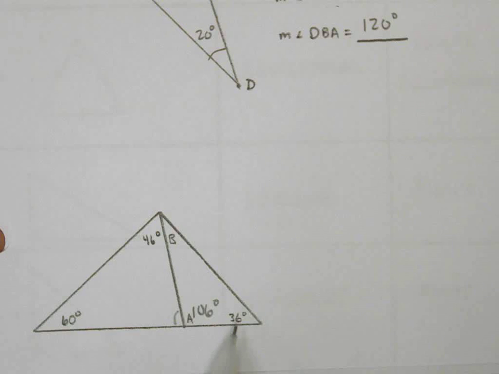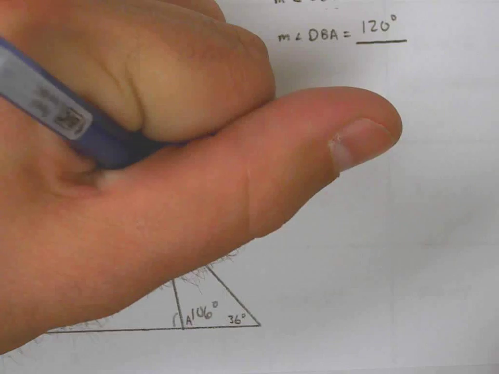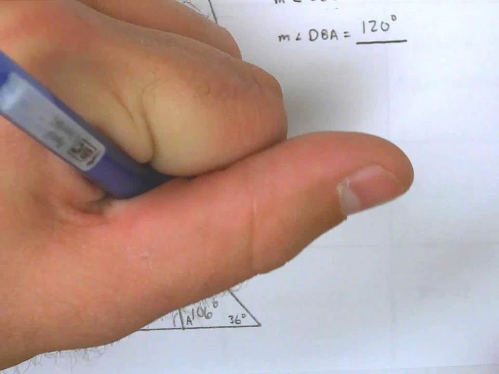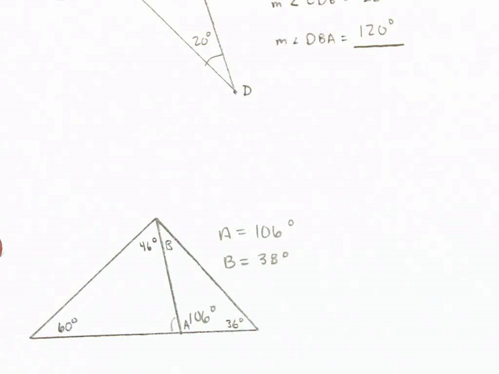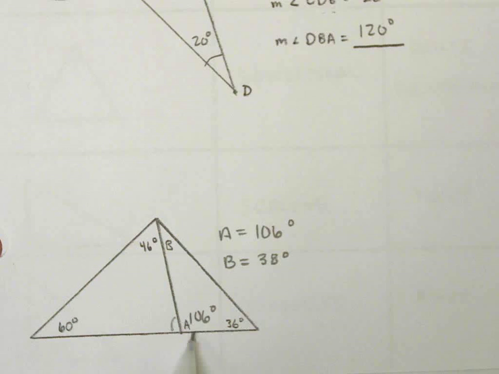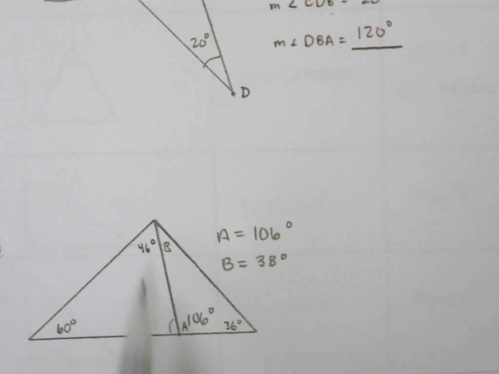And if I know this is 106 and this is 36, that's 142 total, right? If I know that's 142 between these two, then if I take those away from 180 degrees, this thing here has to be the remaining 38 degrees, right? So A is equal to 106 and B is equal to 38 degrees. And I did that problem pretty quickly, only because I know that this angle A is the addition of 60 and 46.